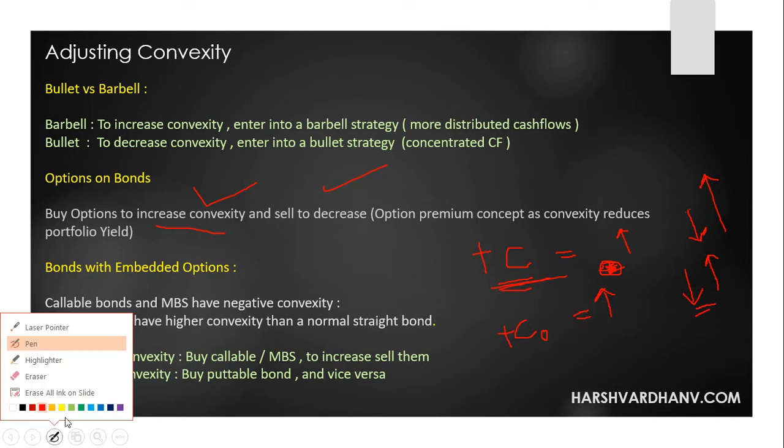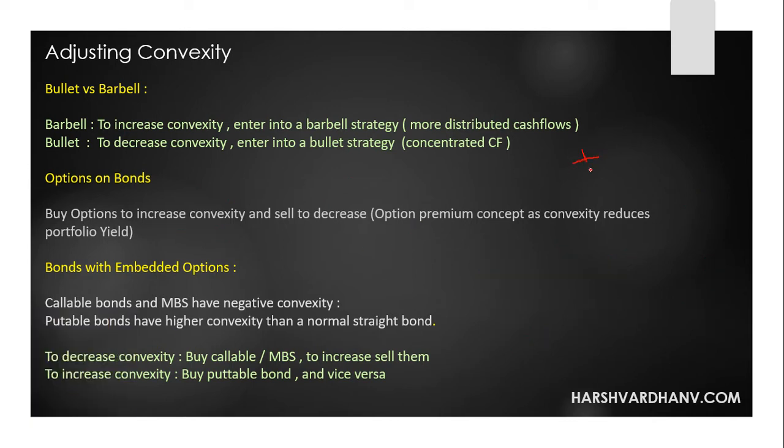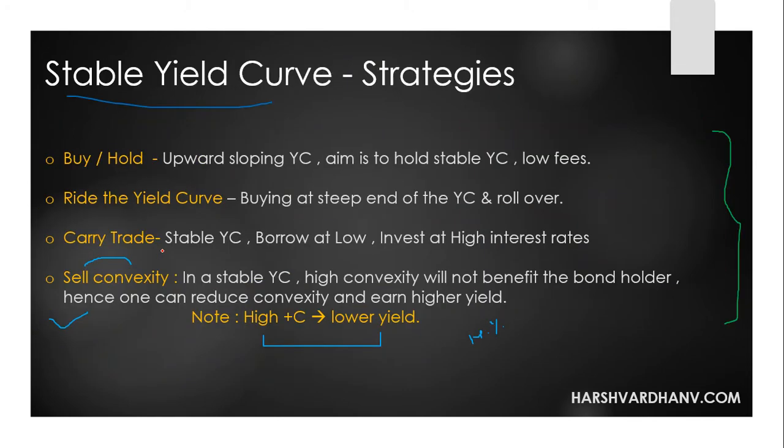If you can't remember, just remember this: a bond with higher convexity will have a lower YTM, and a bond which has a call option or a put option will also have a lower YTM, because option premium reduces the portfolio yield, similarly to how convexity does. Higher convexity, lower yield. Options on bond, lower yield.